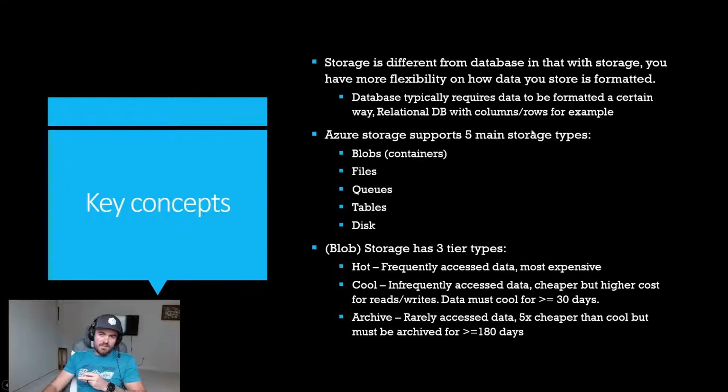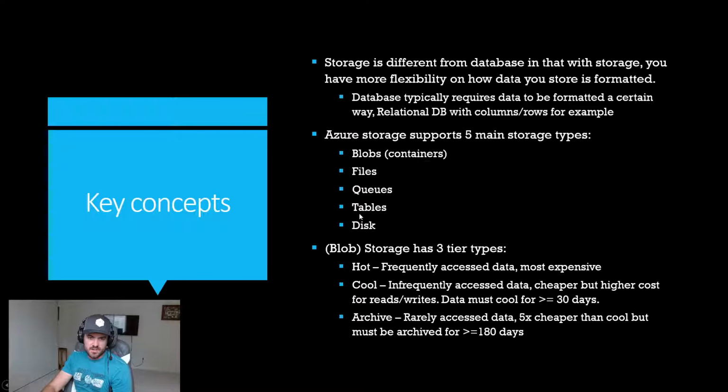So within this, we've got 5 main storage types. We've got blobs, otherwise known as containers, which is one of the things that Azure does that I think is really annoying because that's not really a container. We just talked about a container, but whatever. You've got file, queue, table, and disk storage. Okay. So blob's probably going to be the most popular, most common. It's got 3 tier types. Right.